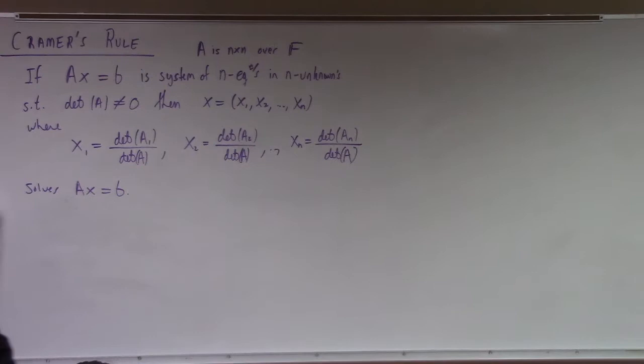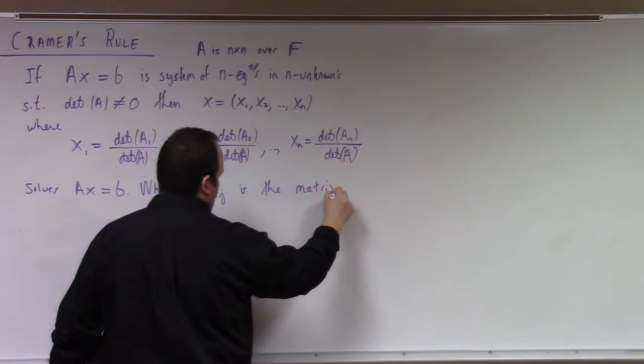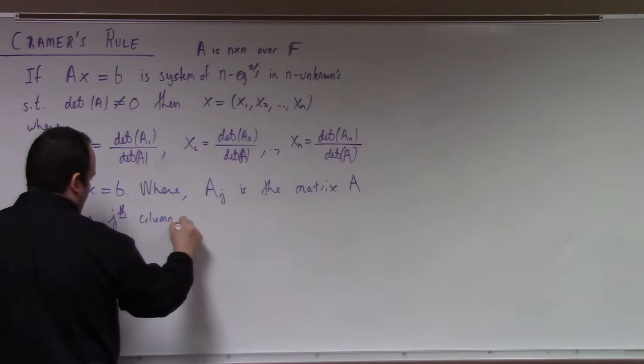where A sub n, let's say A sub j, is the matrix A with the jth column of A replaced with B.